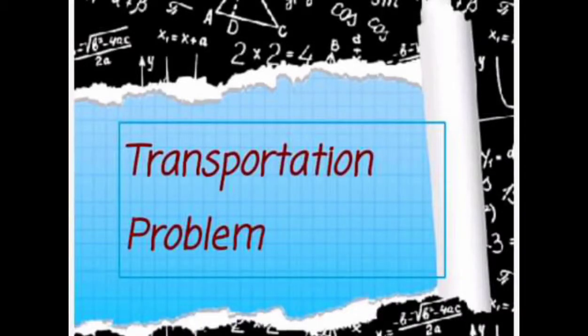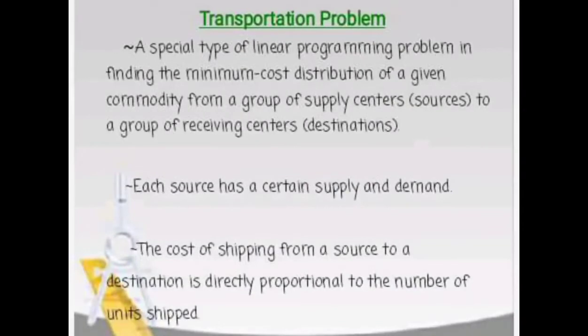Now, transportation problem. Before we solve a transportation problem, let's first define what it is. A transportation problem is a special type of linear programming problem in finding the minimum cost distribution of a given commodity from a group of supply centers or sources to a group of receiving centers or destinations. Each source has a certain supply and demand. The cost of shipping from a source to a destination is directly proportional to the number of units shipped.